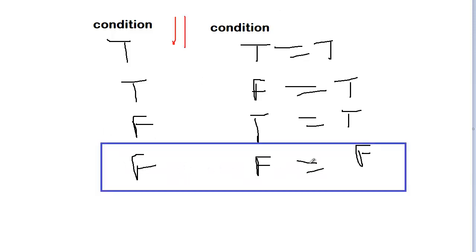If both the conditions are false, then only it is false. But otherwise, if any one condition is true, then it is true. Only one condition being true is enough for the result to be true.